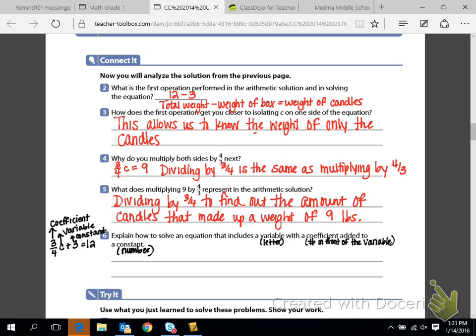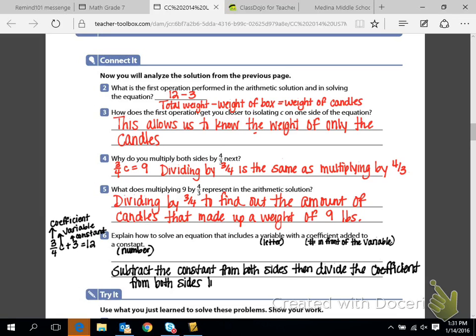So if we want to explain how to solve an equation that includes a variable with a coefficient added to a constant, then we would subtract the constant from both sides. We then would divide by the coefficient on both sides. And we're doing this in order to isolate the variable.